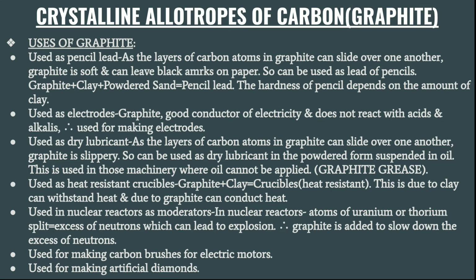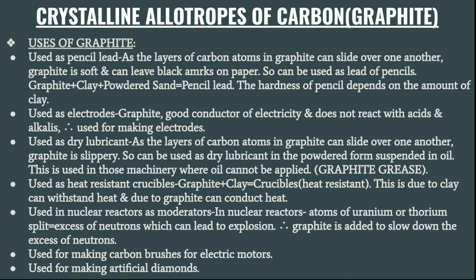Then they are used as dry lubricant. I told you the carbon layers in graphite can slide over one another, and graphite is slippery, so it can be used as a dry lubricant in powdered form, suspended in oil. This type of lubricant is used in machinery where oil cannot be applied. It is known as graphite grease.